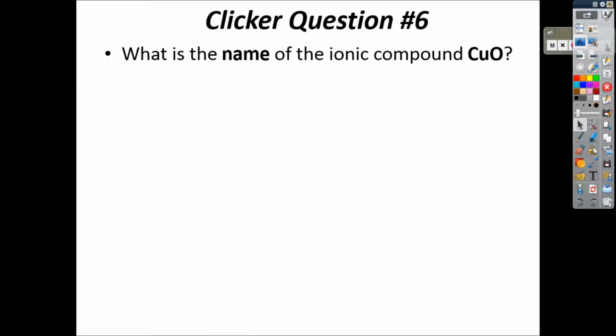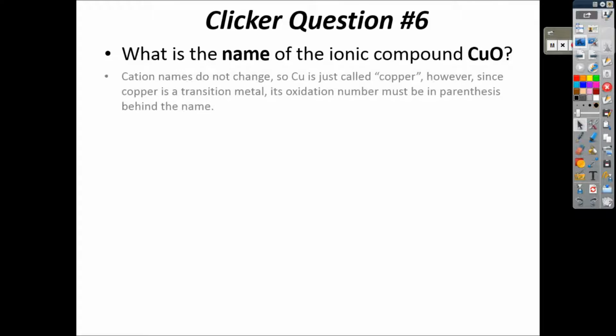All of these say clicker question number 6. All right, so how about we name this one? Instead of Cu2O, now it says CuO. So we're doing the exact same thing again. The cation copper, its name is not going to change. We just have to figure out what the oxidation number is behind the name.